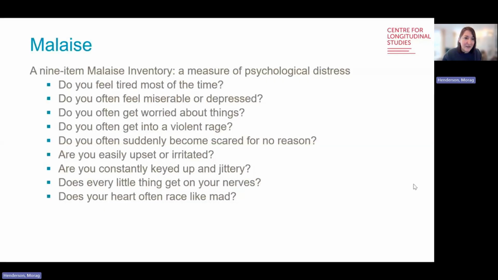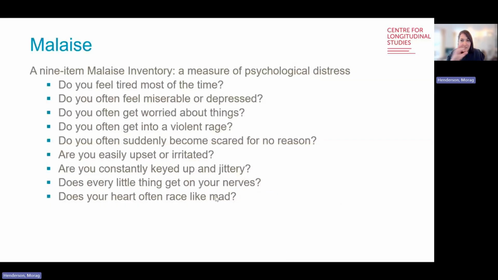Basically in the questionnaire, you would score 1 point for every yes and 0 for every no. And if you have 4 or more on these types of symptoms that are associated with depression, then you would be considered to be at risk of poor mental health. So the types of questions: feeling tired, miserable or depressed, irritated or jittery.